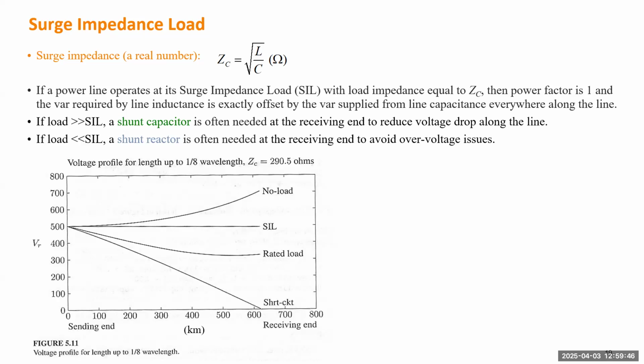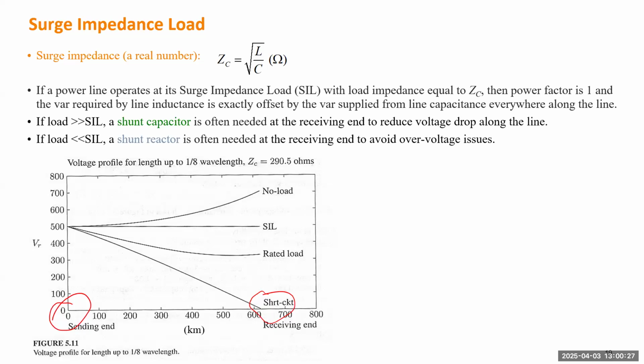Here is one example. So the X is actually the distance of the line. Let me bring my pen. This is the sending end, so I use the sending end as the origin, and here is the receiving end. Now assume this line is 600 kilometers in length, which is 1/8 wavelength. Wavelength here is based on the speed of light, or the speed of the electromagnetic field propagating within the conductor.